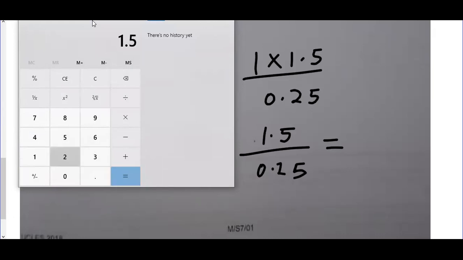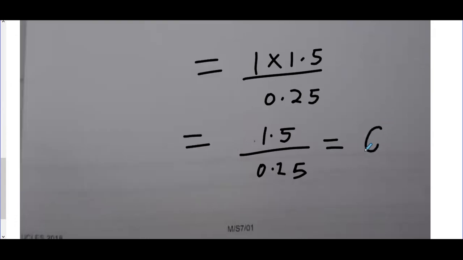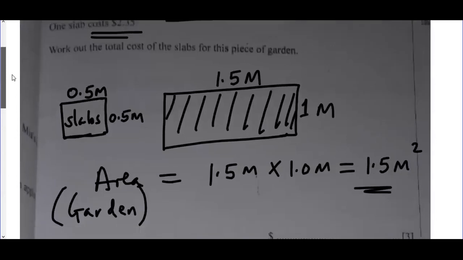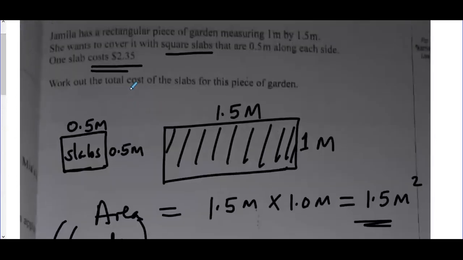1.5 divided by 0.25, the answer is 6. So the answer here is 6, meaning the total number of slabs is 6 slabs. So the whole garden will be covered by 6 slabs. But then the question is, work out the total cost of the slabs.